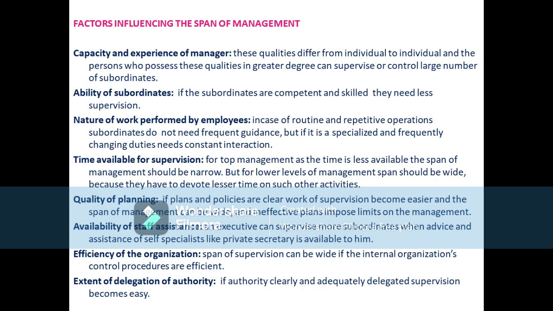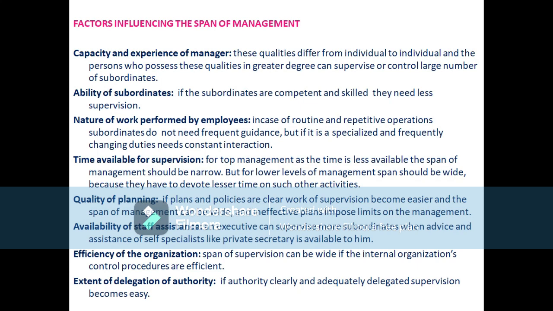Or else, if ineffective planning is there, it imposes some limits on the span of management. If plans are not clear, span has to be narrow. Because subordinates require much consultation and guidance, the span of control will be narrow, in the sense that the manager can have control only on a minimum number of subordinates, because frequently these subordinates are consulting the manager regarding the work. Okay, so that is known as quality of planning.